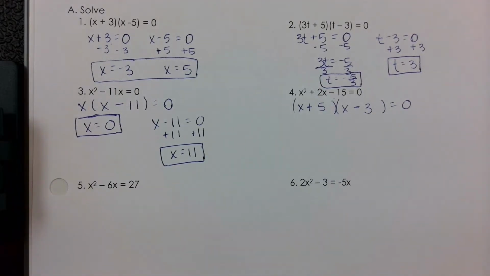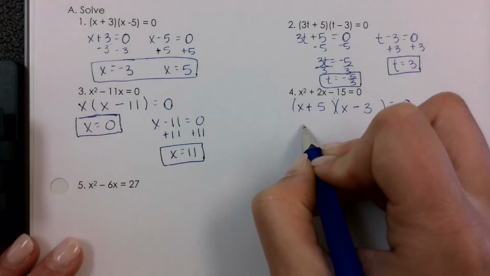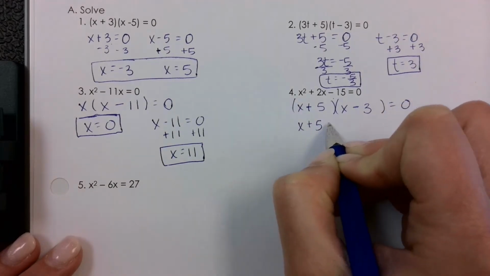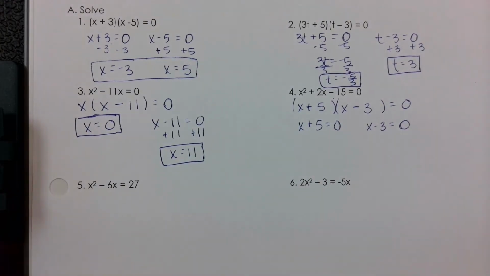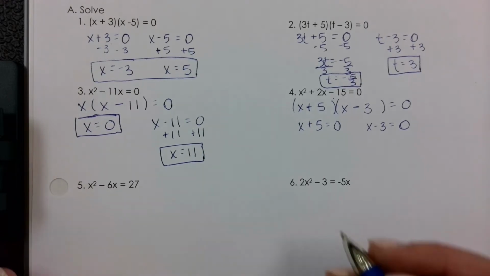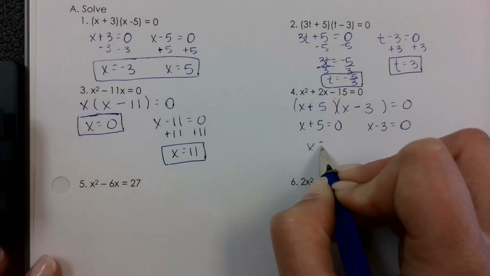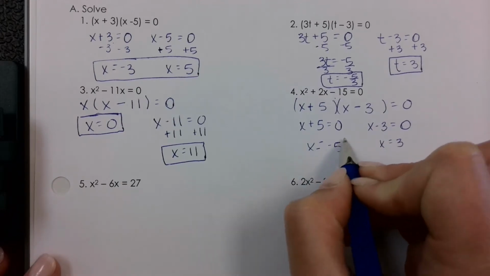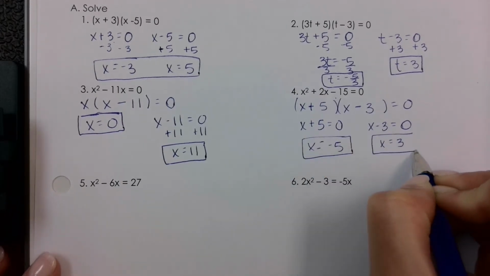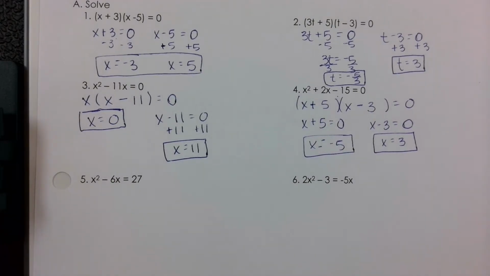Is that alright? So once you're factored, what do you do from there? So your factor is equal to 0. What's our first factor? So x plus 5 equals 0. And x minus 3 equals 0. So at that point, you know you're just going to switch your signs, right? So x is -5 and x is +3. Is that okay?